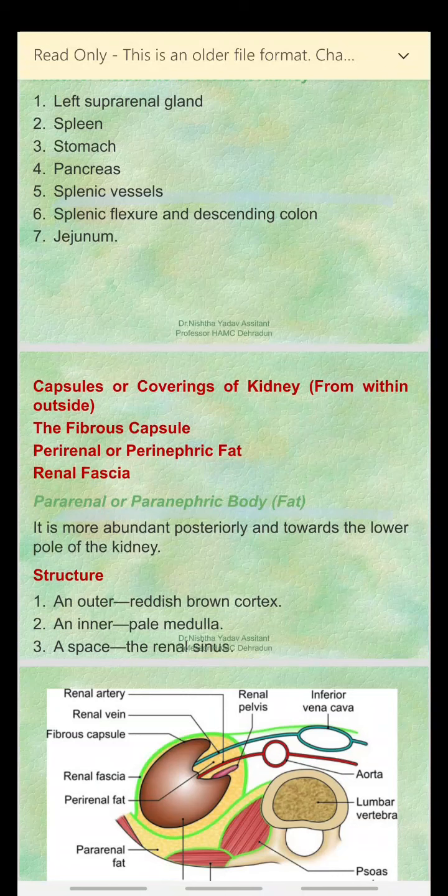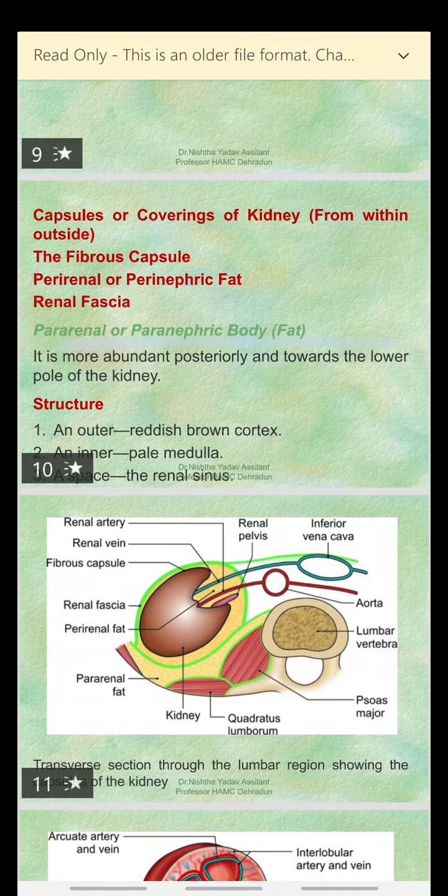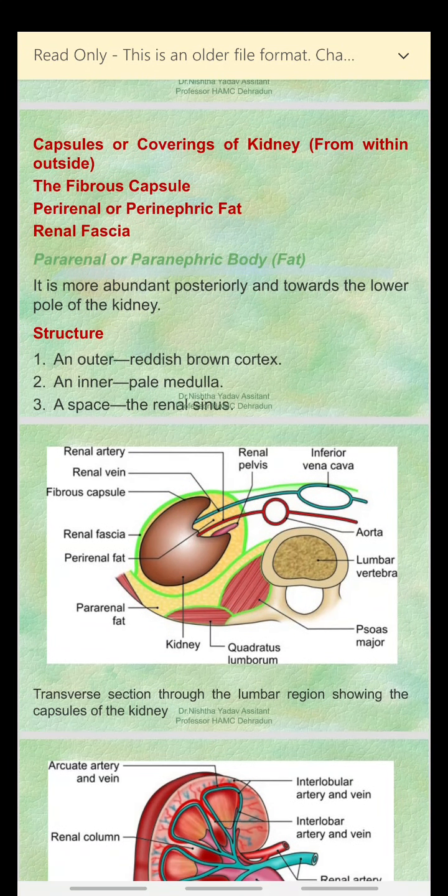And the last, that is the most outside, is the pararenal or paranephric fat. It is a fat which is present behind the kidney on the posterior side and on the lower pole of the kidney. It provides cushion to the kidney. Now the external features are done. The internal features of the kidney.